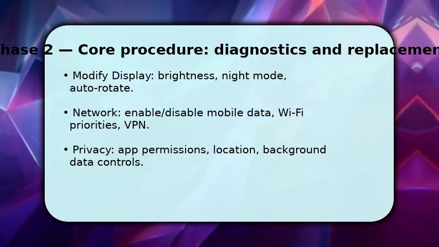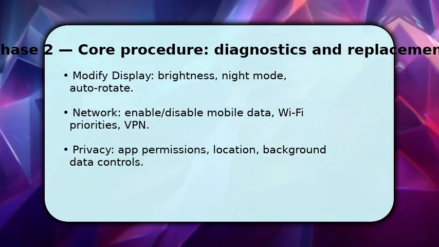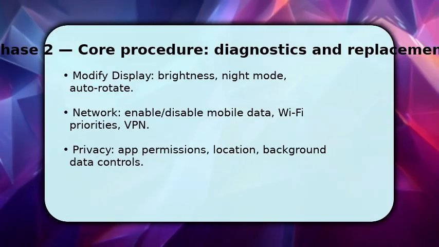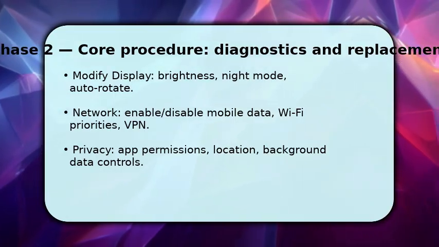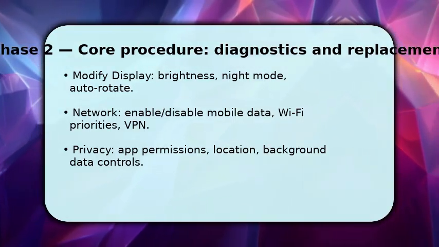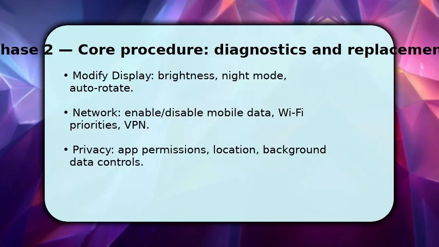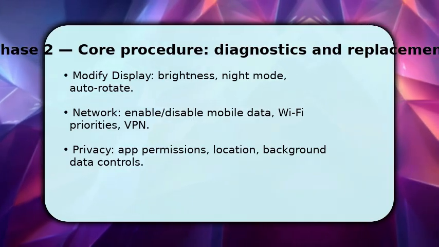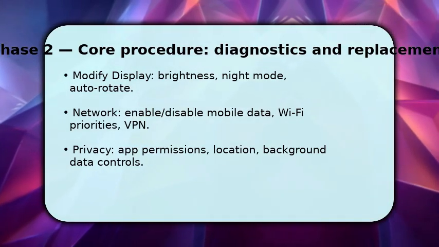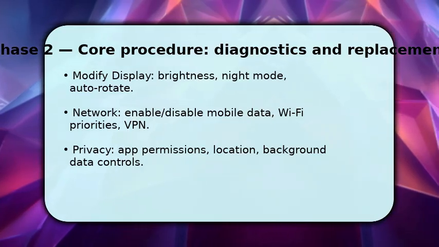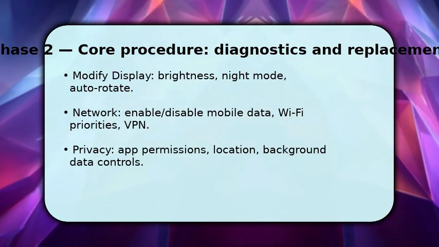For network, switch Wi-Fi or mobile data, reorder saved networks, or configure VPN profiles to secure traffic. For privacy, review app permissions, restrict background data, and turn off unnecessary location access. Make deliberate choices. Changing one setting can affect battery, data usage, and app behavior.